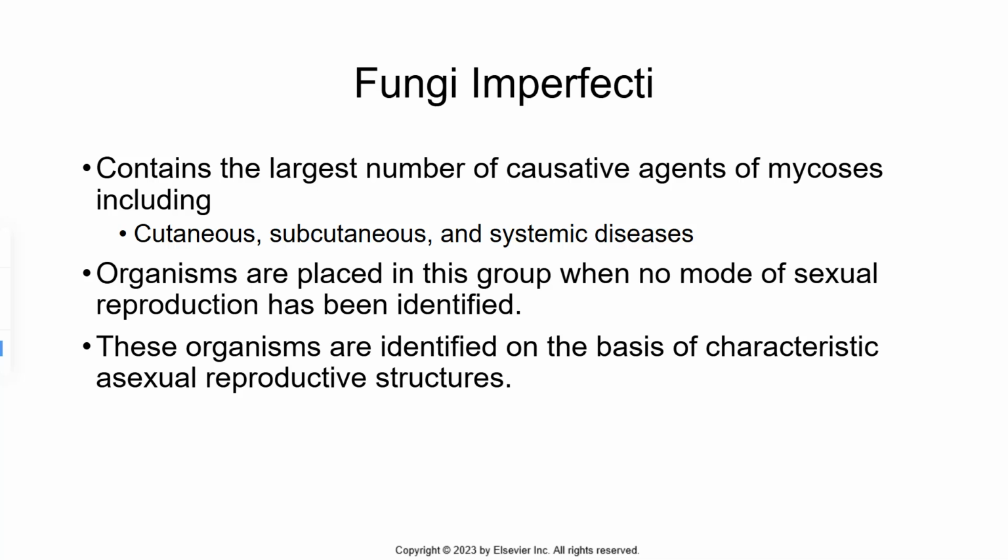Fungi imperfecti contains the largest number of causative agents of mycoses, including cutaneous, subcutaneous, and systemic diseases. Organisms are placed in this group when no mode of sexual reproduction has been identified. These organisms are identified on the basis of the characteristics of their asexual reproductive structures.